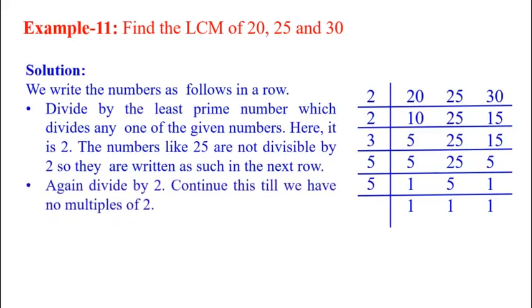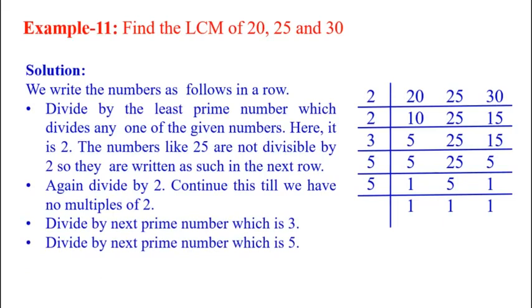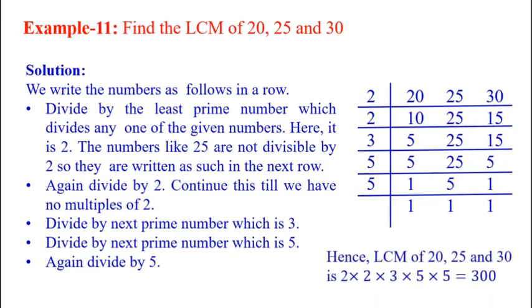Again divide by 2, because out of these only 10 is divisible by 2. Continue this till we have no multiples of 2. Then divide by the next prime number, which is 3. Then divide by the next prime number, which is 5. Again divide by 5. Hence the LCM of 20, 25 and 30 is 2 into 2 into 3 into 5 into 5, that is equal to 300.